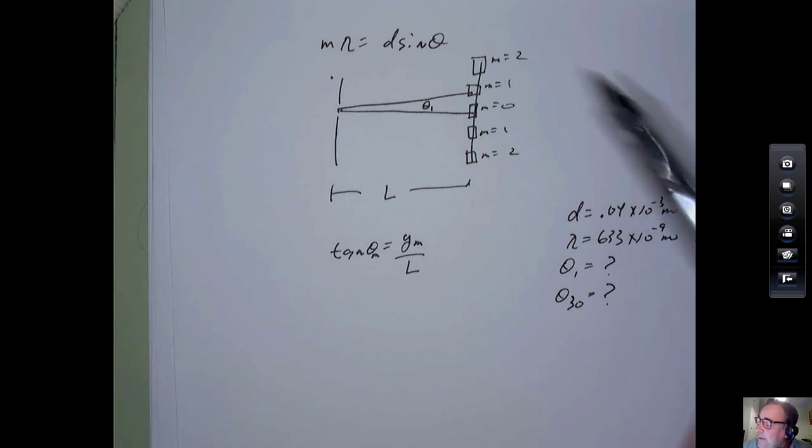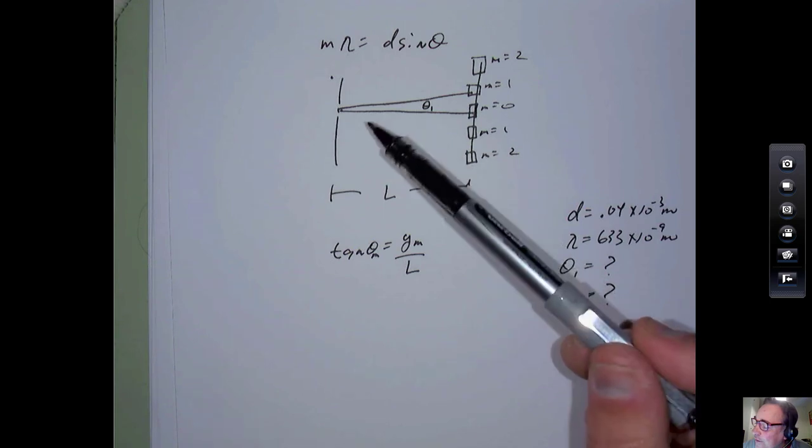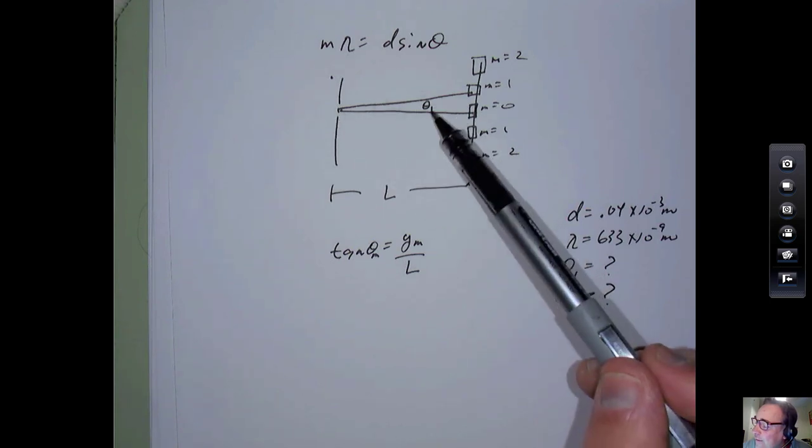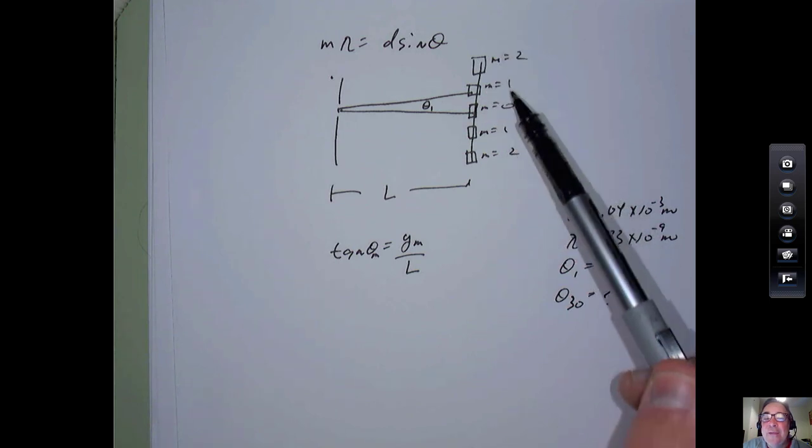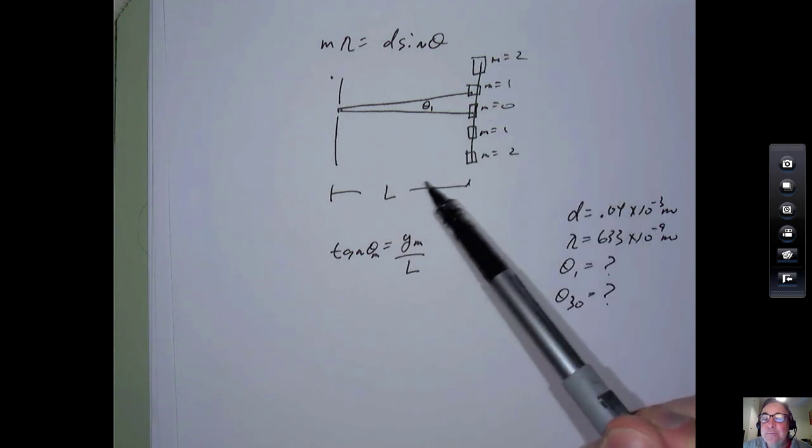And okay, here's the picture that goes along with the double slit. Here's the couple of slits. Theta 1 goes along with m is equal to 1. I just drew the other ones in. And then L is the distance to the screen.